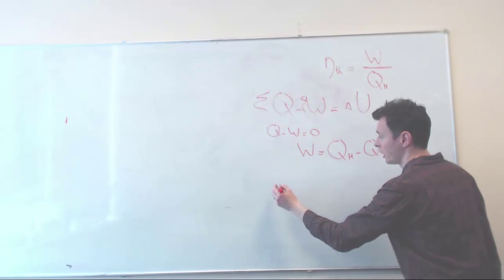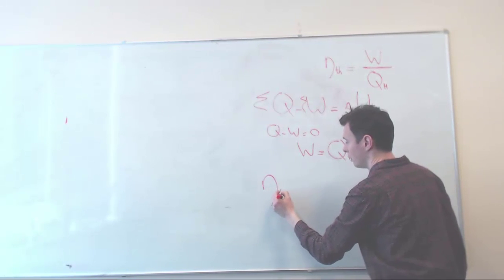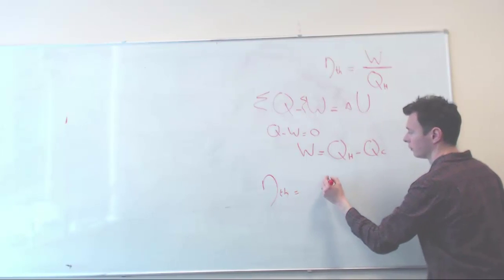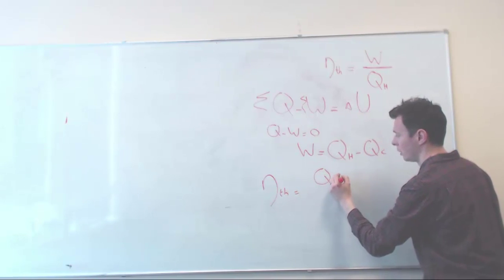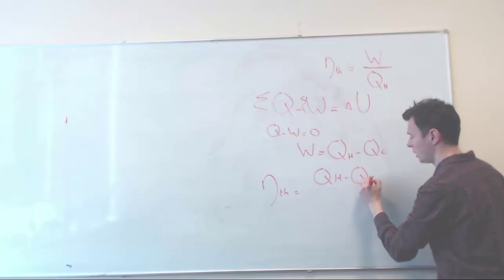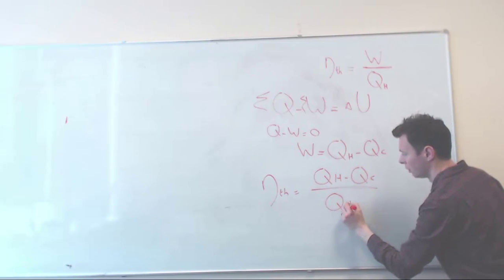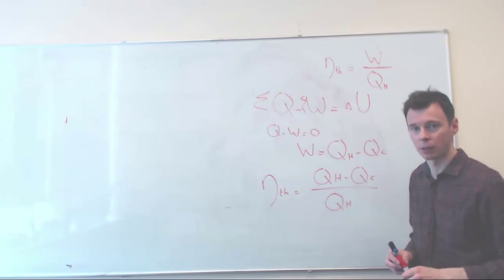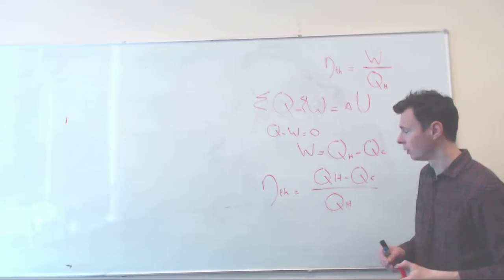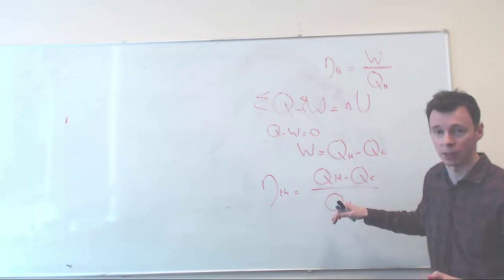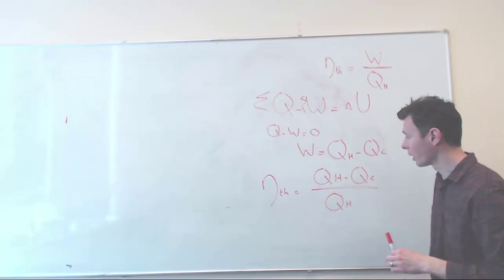our efficiency now equals QH minus QC over QH. All temperatures in Kelvin, please. Sorry, temperatures, and obviously all in SI units for heat. I'm getting ahead of myself now.